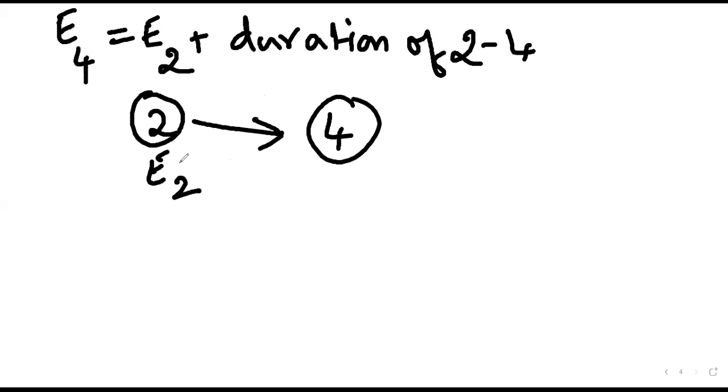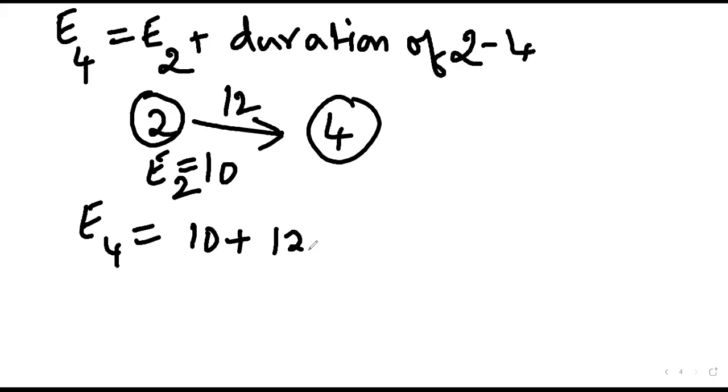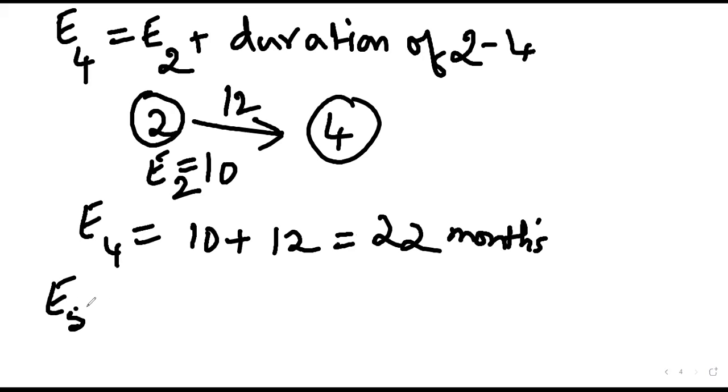So what is E2? 10. Correct. And the duration of 2-4? 12. So E4 is equal to 10 plus 12, which is 22 months. The last one is E5.